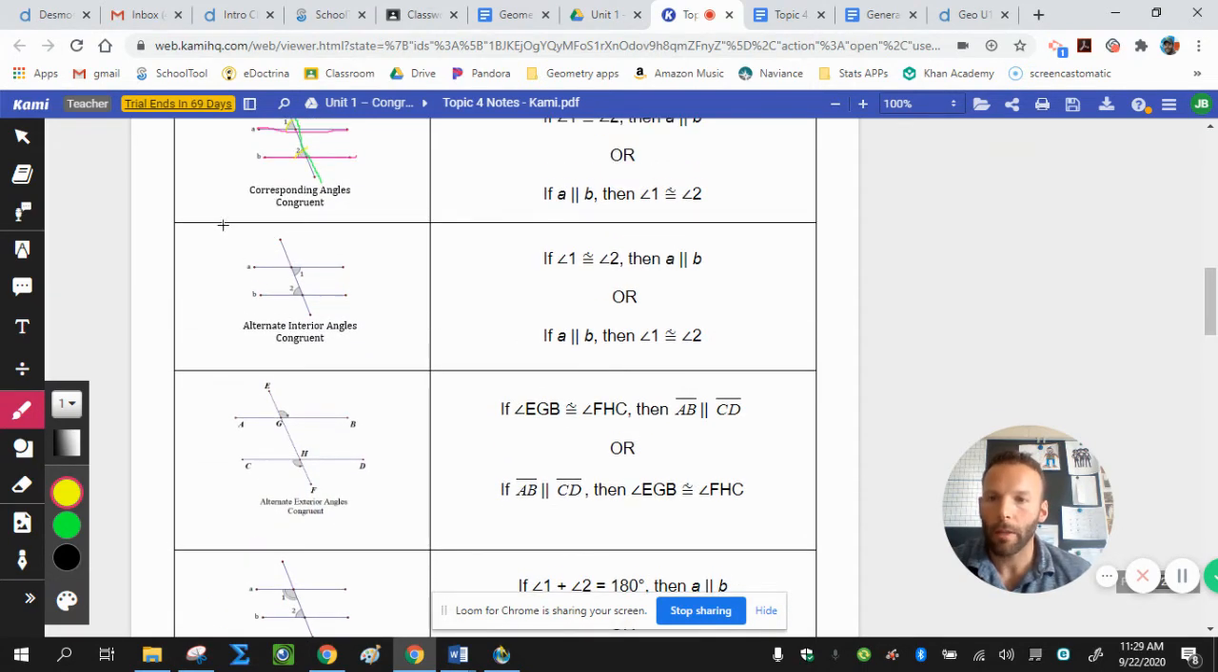Okay. Next, alternate interior. So again, let's look at it. I'll use my pink color for identifying the lines that are appearing parallel.